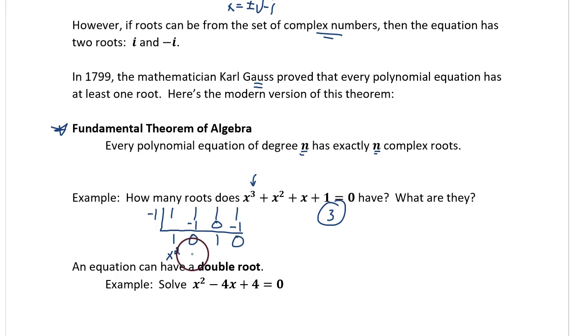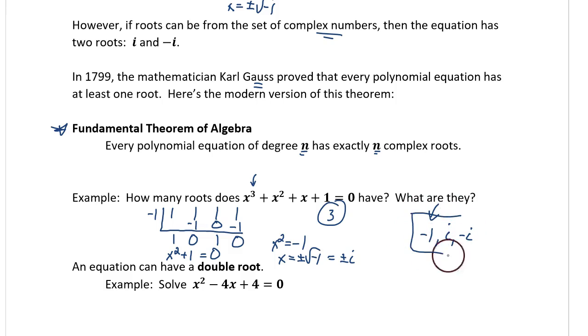By using synthetic division, we created a depressed equation: 1x squared plus 0x plus 1. And that depressed equation can be solved to find the other roots. We could subtract 1 from both sides, and then take the positive and negative square root to find out that the other roots are plus or minus i. So it asks, what are they? One of them is -1, another one is i, and another one is -i. There are the 3 roots.